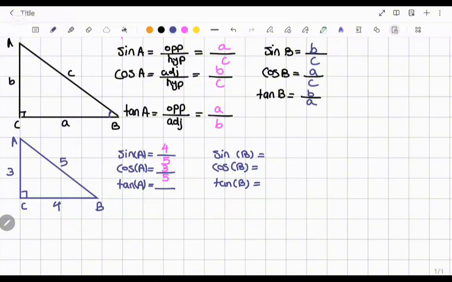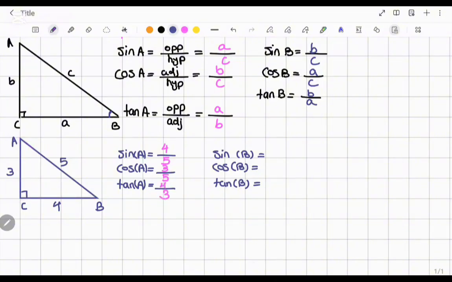And let's go for the last one, the tangent. The tangent of angle A is going to be opposite over adjacent. What's opposite to angle A? If this is angle A, opposite to it is going to be this one. And adjacent to it is going to be this one. So it's going to be 4 over 3.